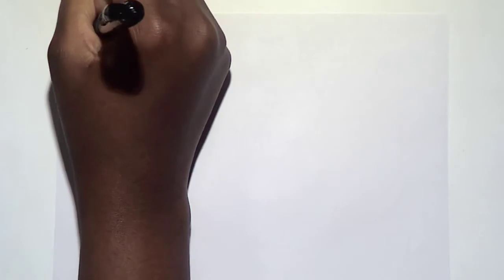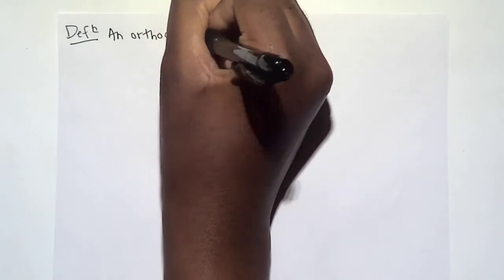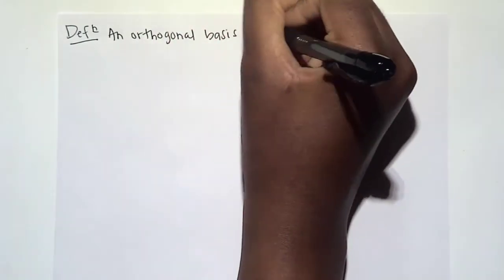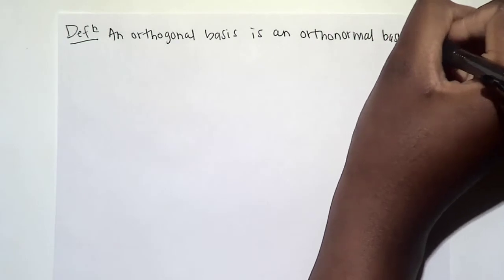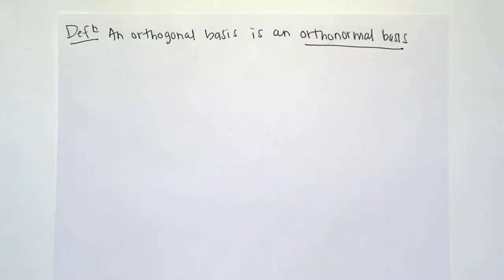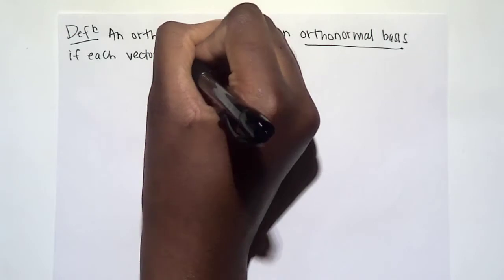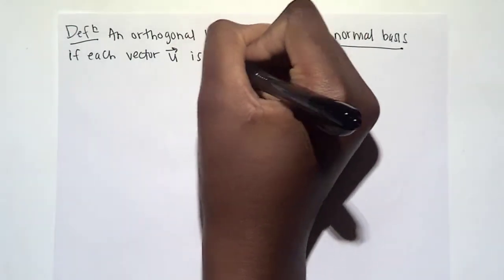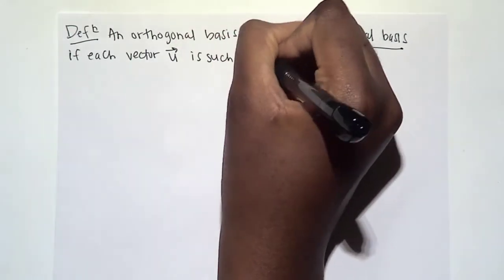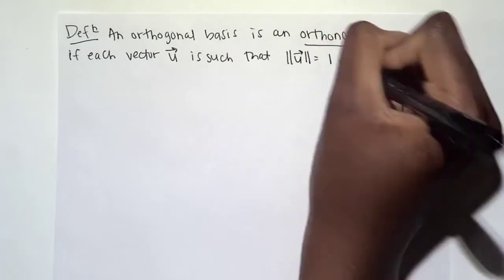All right, let's just jump right in with a definition. An orthogonal basis is an orthonormal basis if each vector, call it U, is such that the norm, or the length of U, is 1.